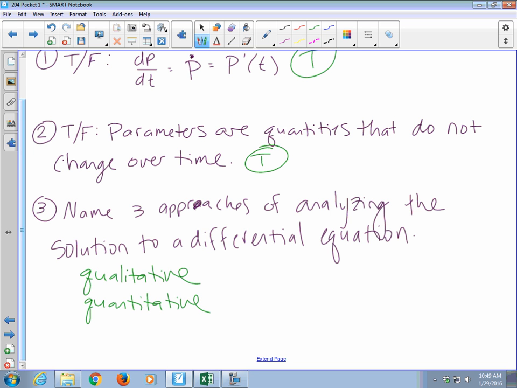How do you make that? I didn't get the last one. Then you got it wrong. Yeah. This one's wrong. If you said numerical instead of quantitative, that's okay. No.